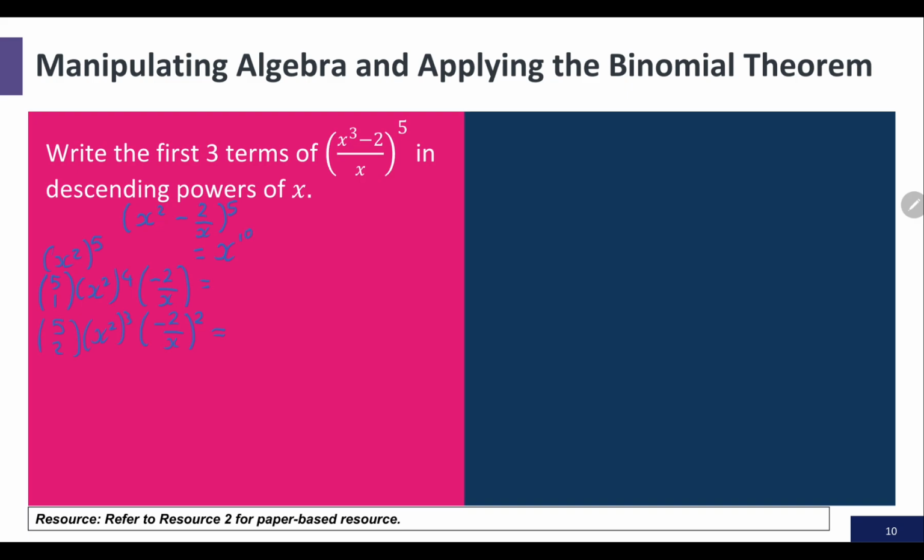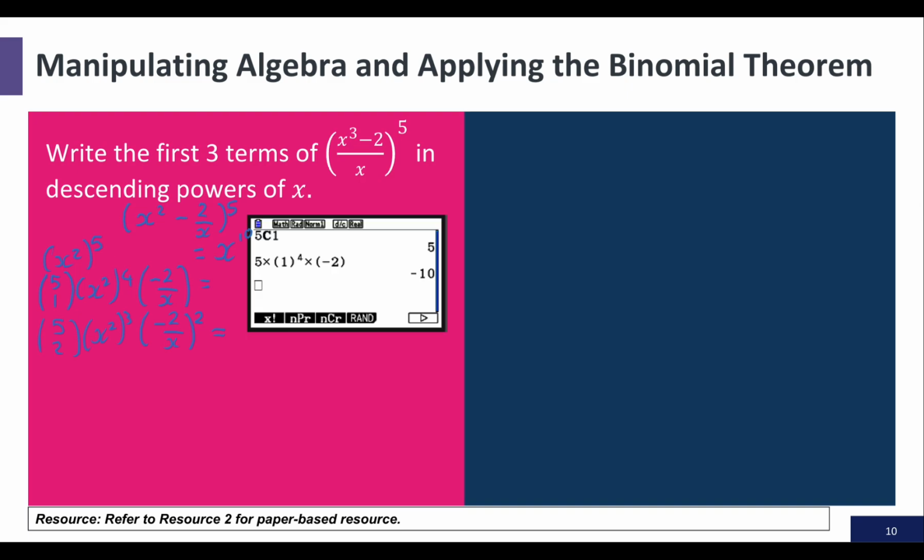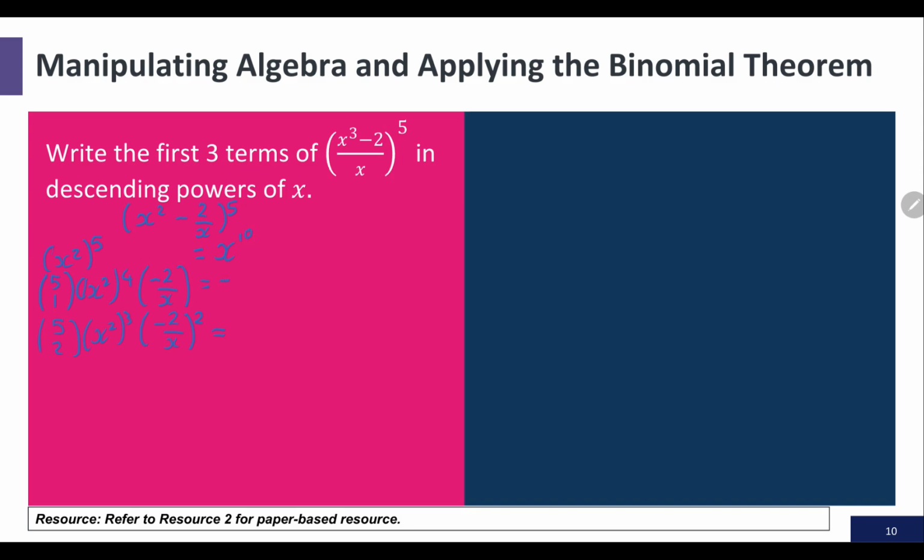And the next one, let's have a look. This is the only place I think where a lot of students will get stuck. If you don't get stuck here, don't worry about it. Let's just have a review then. 5 choose 1 is 5, multiplied by 1 to the power of 4, and then remember there's an imaginary 1 in front of the x squared. And then this minus 2 is a numerator, so it's like minus 2 lots of 1 over x. So it's going to be minus 10. That just comes from the coefficient.